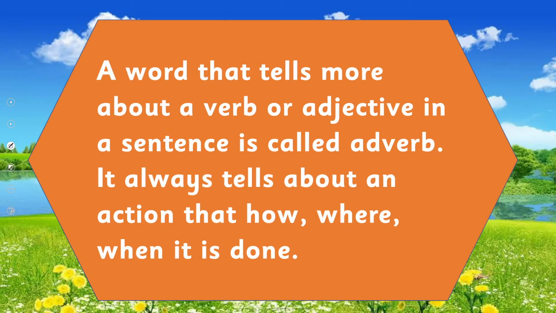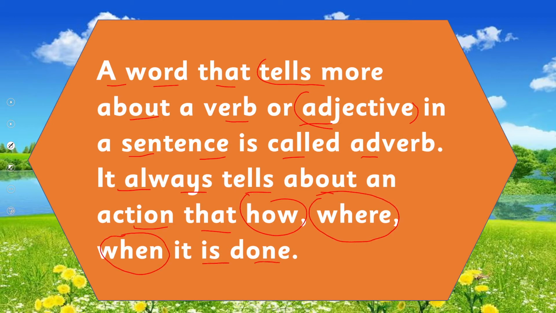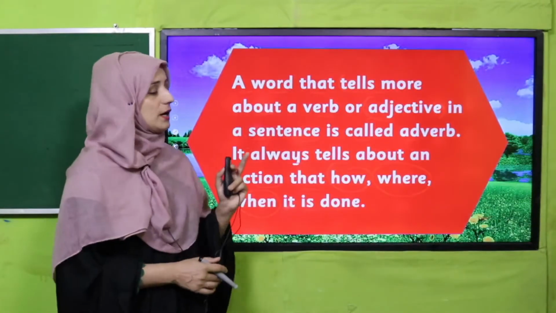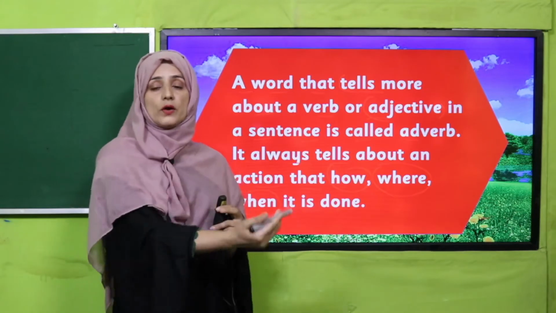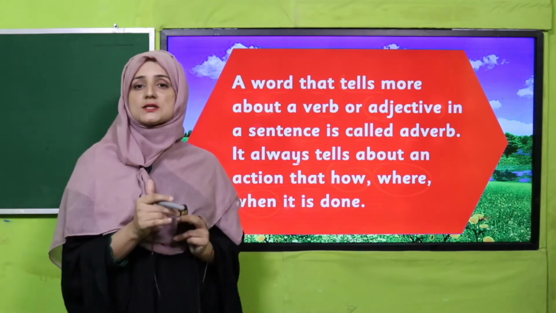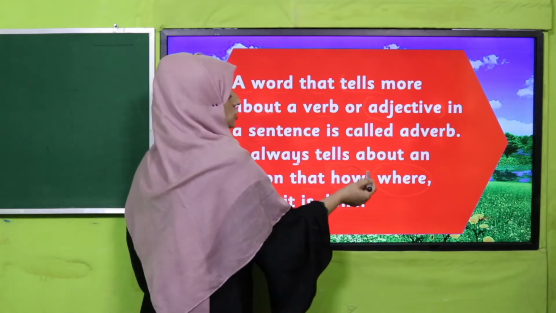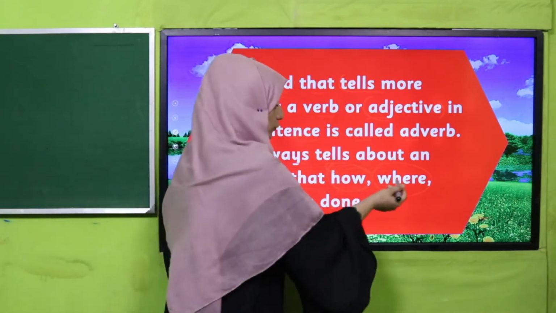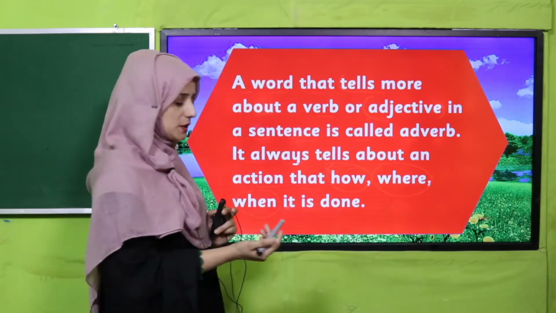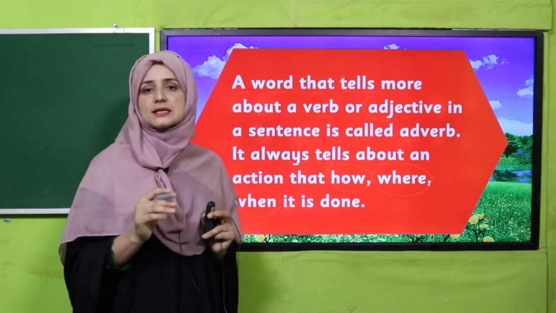So what are adverbs? A word that tells more about a verb or adjective in a sentence is called an adverb. It always tells about an action: how, when, where it is done. An adverb always qualifies a verb. A verb is an action, so an action is being qualified by an adverb. An adverb will tell us how that action is being done, in which manner, where, what was the place where it was being done, and when. When will tell us about time.